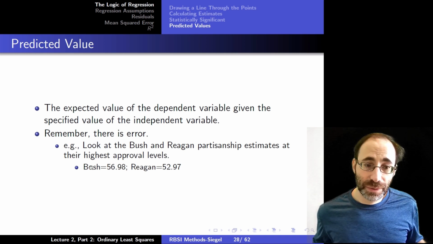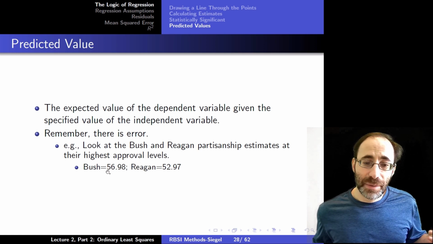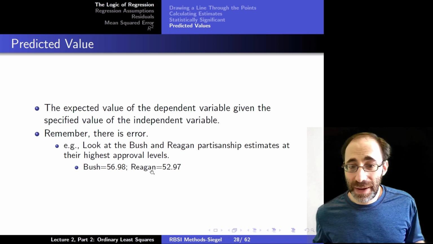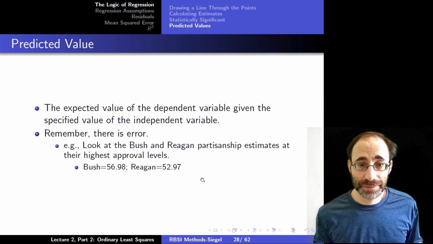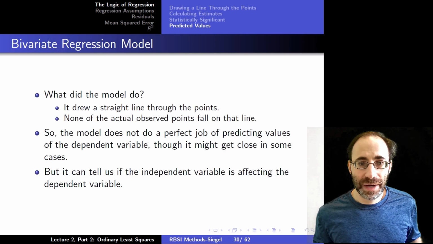So we look, and this is back from before again in this slide. There is error. We can see there's a difference in partisanship based on approval between the different presidents. Okay, so just skip that.